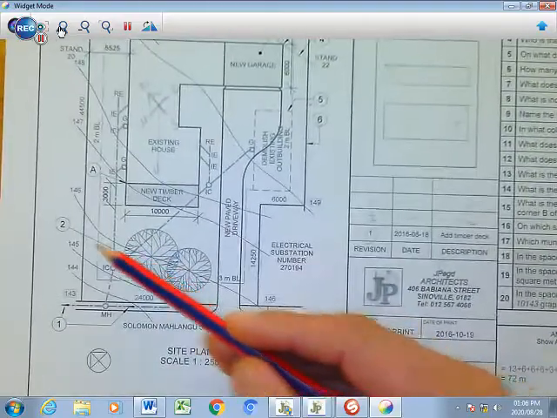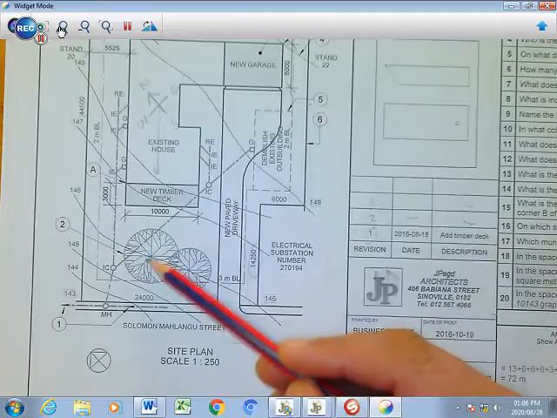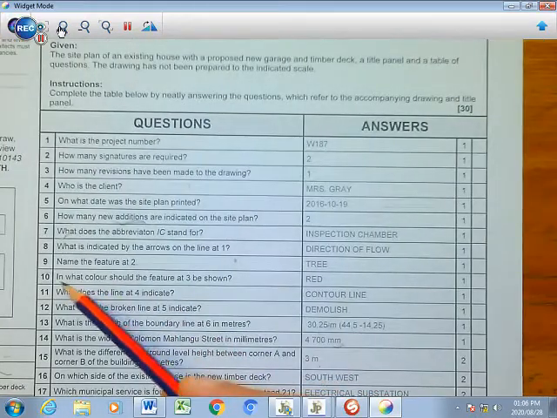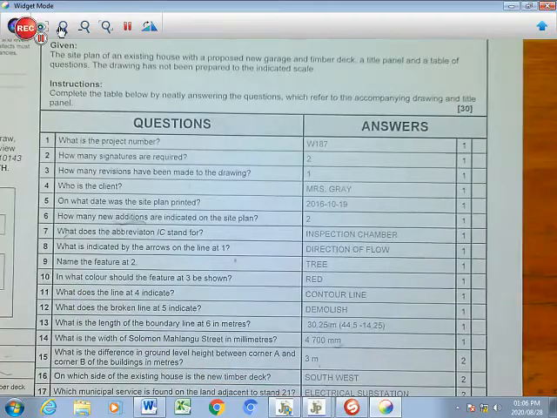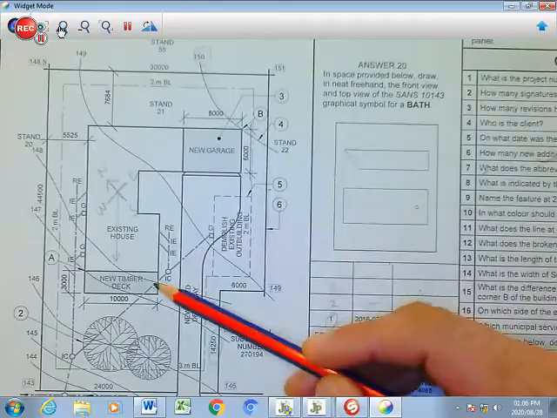And then they ask you what the feature at 2 indicates. The 2 is there, it points to this arrow, the arrow points to this over here, those are trees. Okay, in what color should the feature at 3 be shown? And that would be red. Okay, this would be red color.